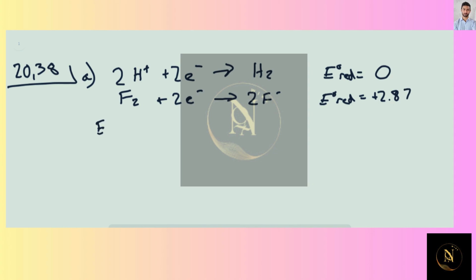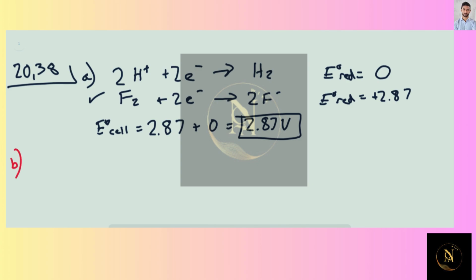And the reduction of the fluorine is plus 2.87. So for the cell, it will be cathode minus anode. And since this one here is where the reduction is taking place, it's the cathode. So we have 2.87 minus 0. Doesn't matter. And we get 2.87 volts as our potential for this reaction. So we can move to part B, where we have a copper and calcium reaction.